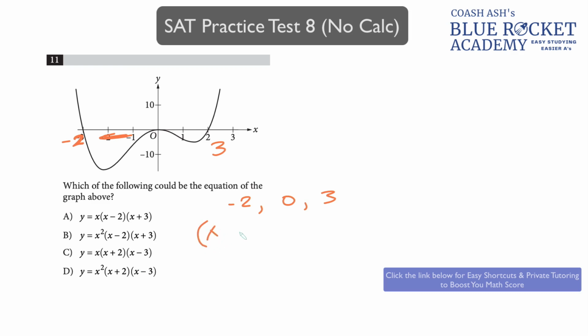Remember, you always start with x minus and put the value inside. x minus, put this value inside. x minus, put this value inside. And remember, where it bounces, you want to make it a square. So which of these answers will work? Post your answers in the comments. Let's see if you got it.